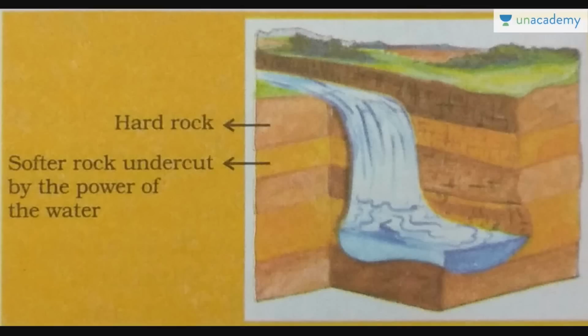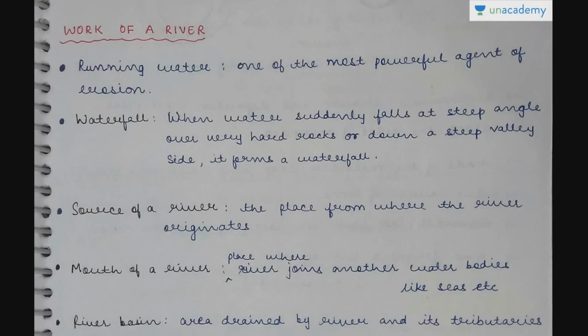You'll just see here, water is falling here, these are the hard rocks, and when water falls here, there are the softer rocks which are undercut by the power of the water. So it flows with a very great speed and suddenly, so this becomes a waterfall.